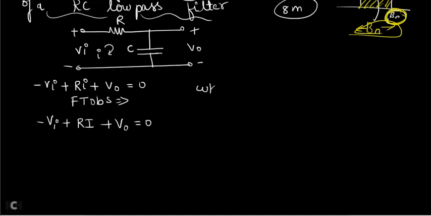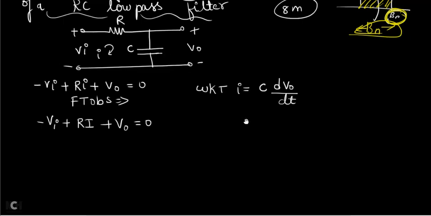Now we know what I is. I means the current flowing in the resistor or the current flowing in the capacitor. Both are the same, because this is open circuit, no? Whatever current flows in the resistor, the same will flow through the capacitor. Now what is the formula for current flowing through a capacitor? I is equal to C into differentiation of the voltage across the capacitor, C into dV0 by dt. V0 is the voltage across the capacitor.